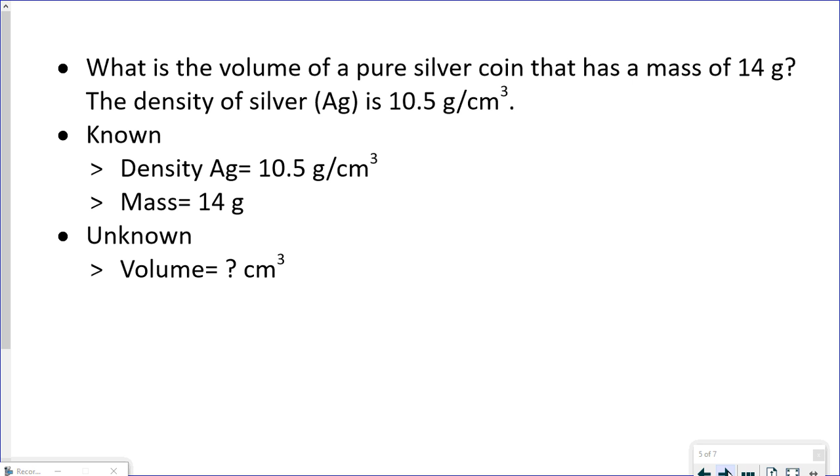So remember, always start with what you actually have. We know that our coin has a mass of 14 grams. And we're looking for volume. So we do not need grams in our final answer because we want to know volume. So grams will have to go on the bottom of our conversion factor. And our conversion factor is our density.